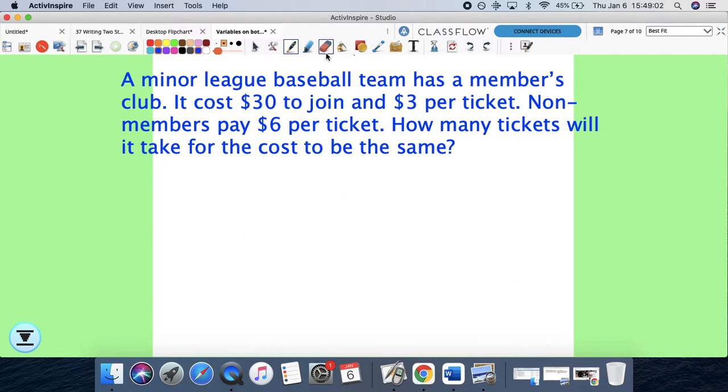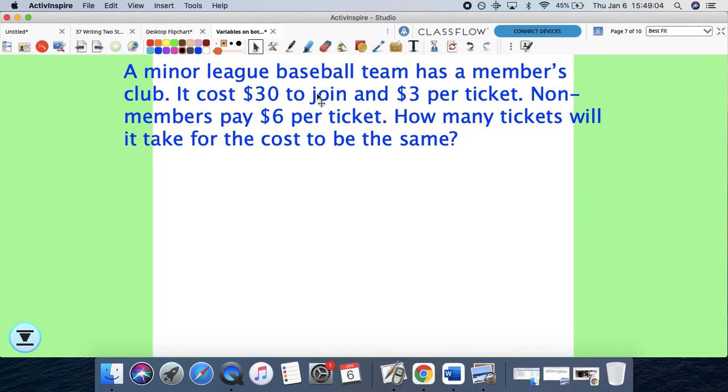Next question. So we have two ways of buying tickets at a minor league baseball team. One, you pay $30 to be a member, and then every time you come watch the game, it costs you $3. The other one, let's say you don't watch too many games and you just come every now and then, it might not be worth it for you to pay the $30 to be a member because you're not coming too often, and you pay $6 every time you come watch the minor league game.